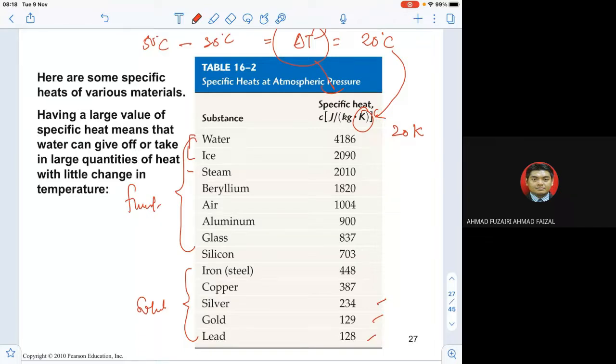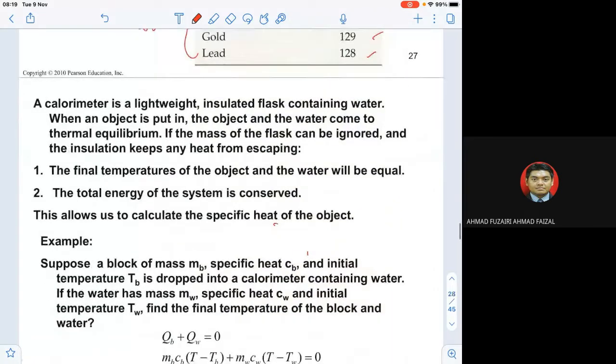Because this kind of material is very easy to heat, and at the same time it will cool down in a much shorter time compared to fluids at the very top of the table. Having a large specific heat means that water can give off or take in large quantities of heat with little change in temperature.